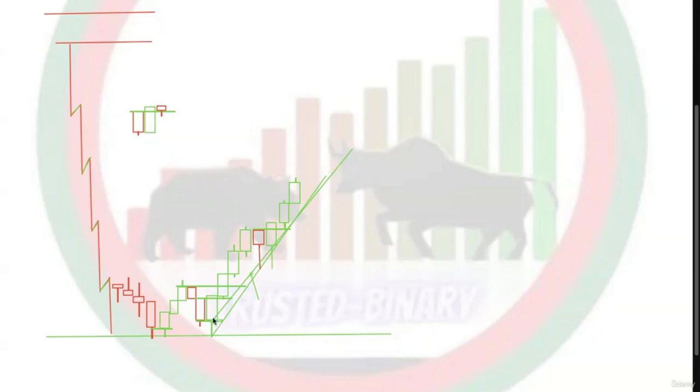And the second line you can draw as you draw a normal support trend line level, bullish candlestick's body to bullish candlestick's body. So now we already have two lines here. This is one line. This is another line. Two lines we already have. Okay, fine.